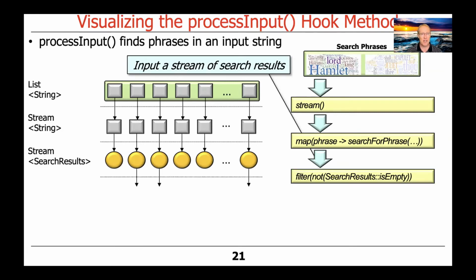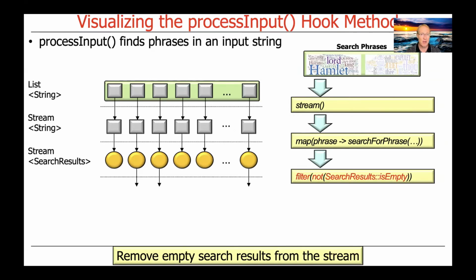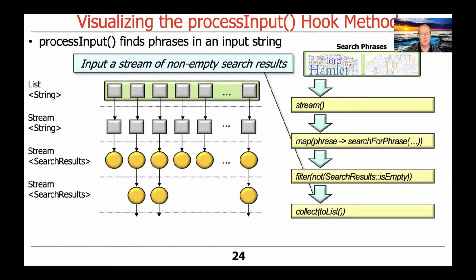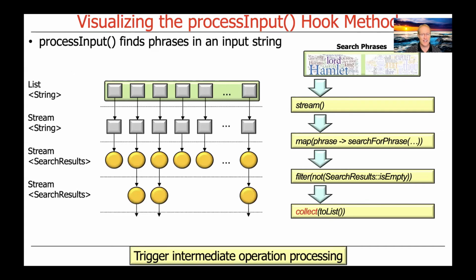And because there could be plenty of good phrases that appear in some works of Shakespeare but not in all of them, we're going to filter so that we only include search results that actually had a hit. If the search result that comes back from search for phrase is empty, in other words there were no hits, we're just going to ignore that. So the filter operation basically will remove empty search results from the stream. So we have a stream of non-empty search results. We collect that into a list.